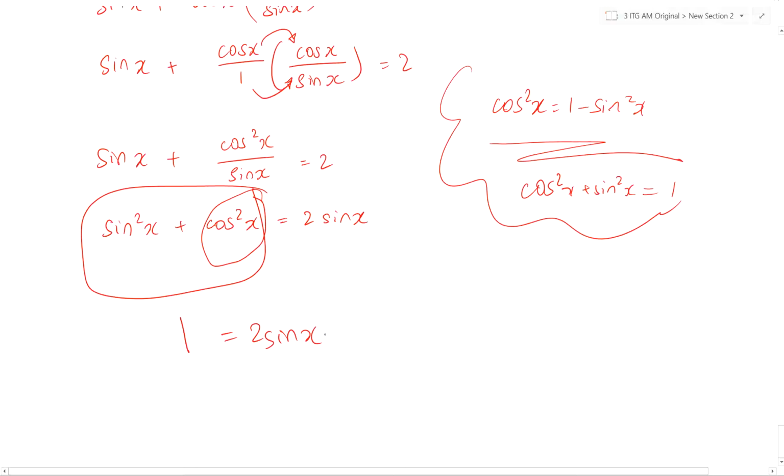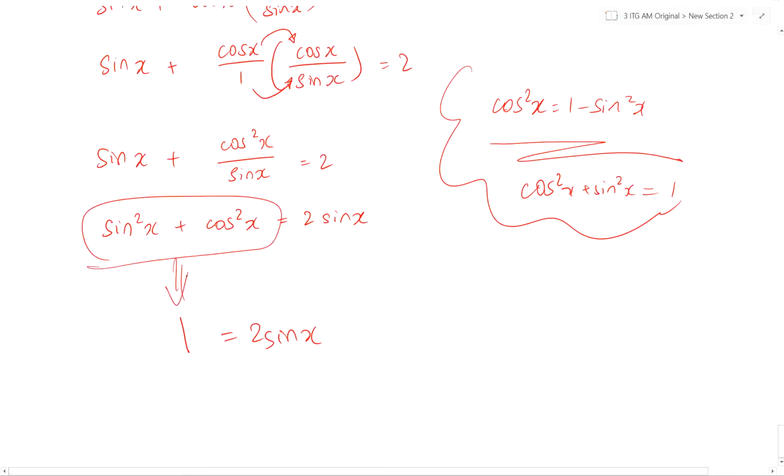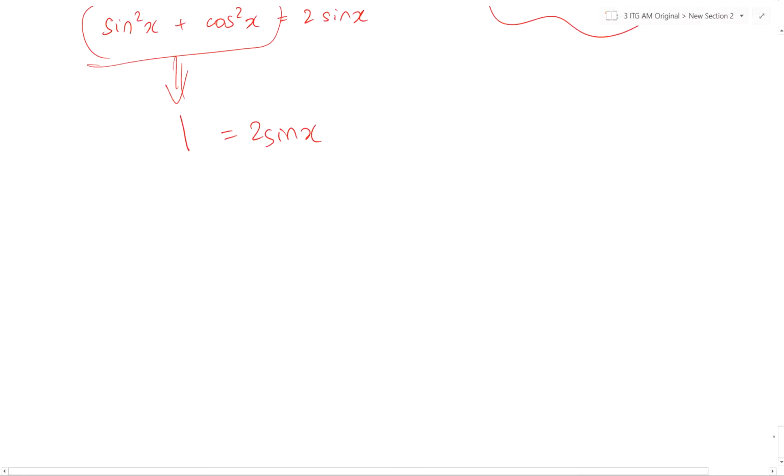Why do you want to go such a big round? Correct or not? Remember, try to save some steps. This is equal to 1. Sine x equals half. So what can I do? You do it yourself, so you get all the answers again.